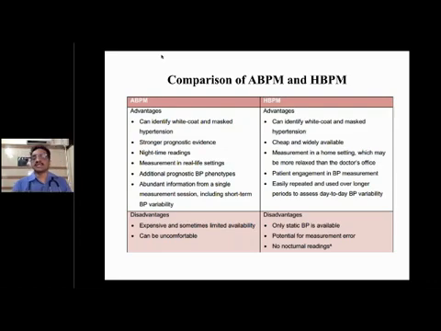The home BP, in the sense, is slightly more comfortable. It is cheaper, widely available. It can also identify white coat and masked hypertension, and the patient himself measures it, so there is an engagement. The patient feels that he is measuring it. The adherence increases, the motivation to control the blood pressure increases, and for longer times the patient can measure repeatedly, 1 day, 2 days, a week, 15 days, months. The patient can go on measuring. But the disadvantage is it's only a static BP. So it is not a real-time life-setting BP as in ABPM, and then there is a potential for measurement error, and the nocturnal readings are not there in home BP.